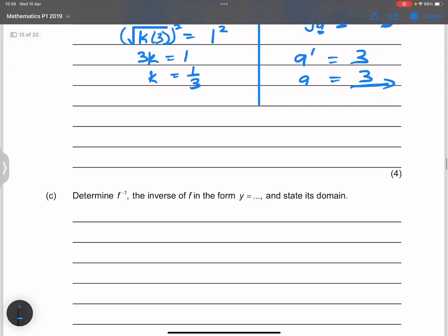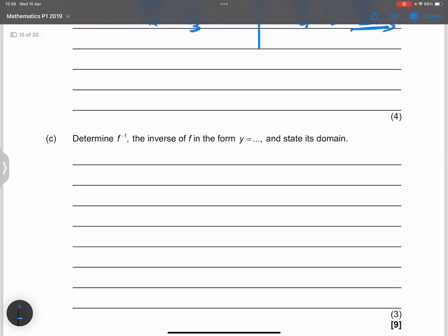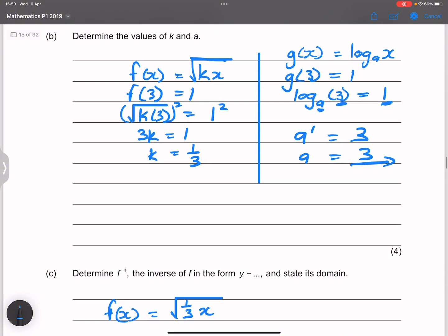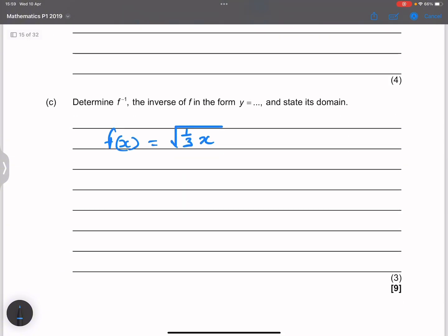Now they say determine the inverse of f in the form y is equal to, and state its domain. So we are simply going to take the graph of f. So we know that f of x is equal to the square root of 1 over 3 x. Now you remember that we got k to be 1 over 3. So now how do we get the graph of the inverse? This is the same as just writing y is equal to that.